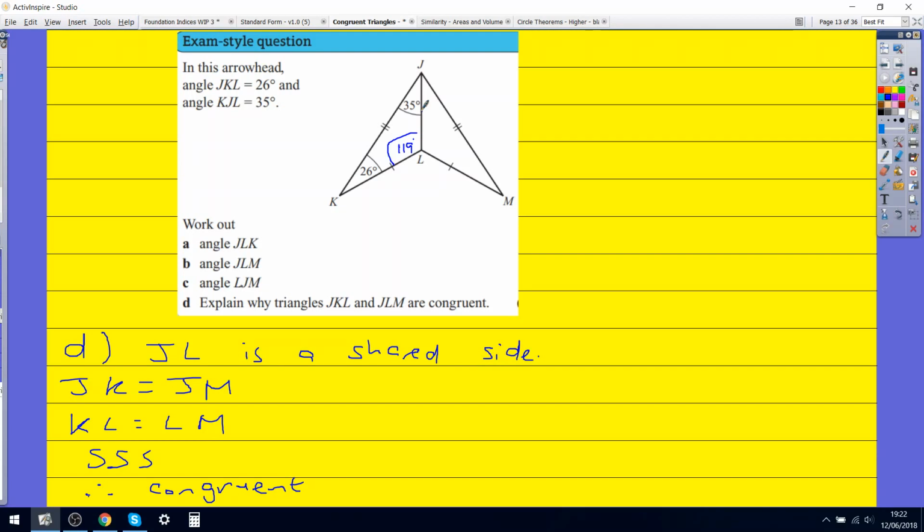Okay. How about this one? So then I have two lines.